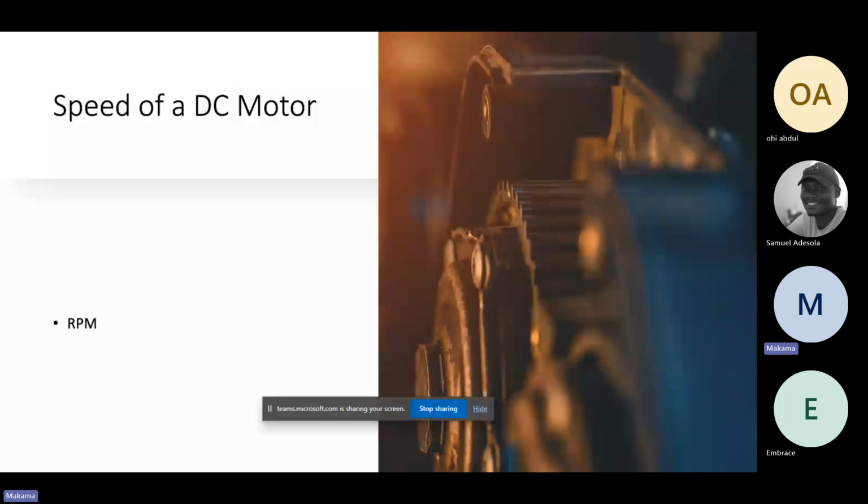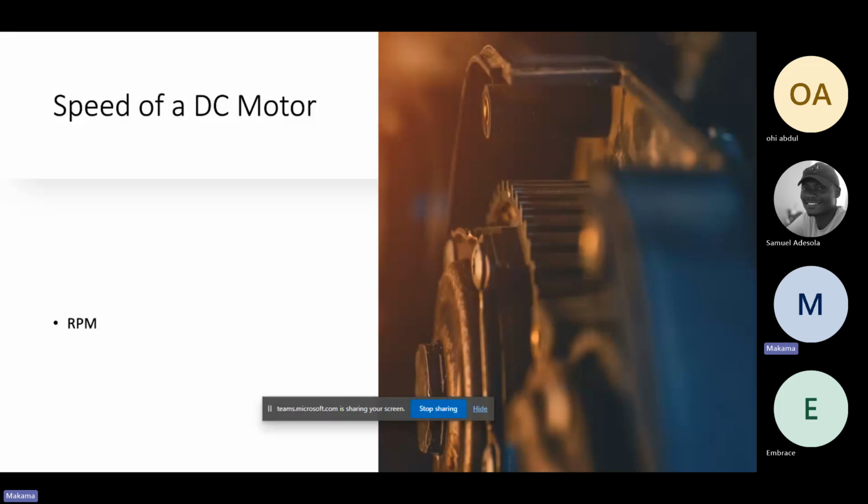The RPM is revolutions per minute. So we calculate the speed of the DC motor in revolutions per minute. That means in one minute, how many times does the motor complete 360 degrees? That is how we calculate the speed of the motor.